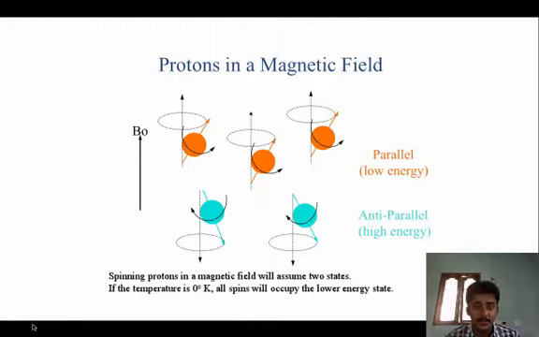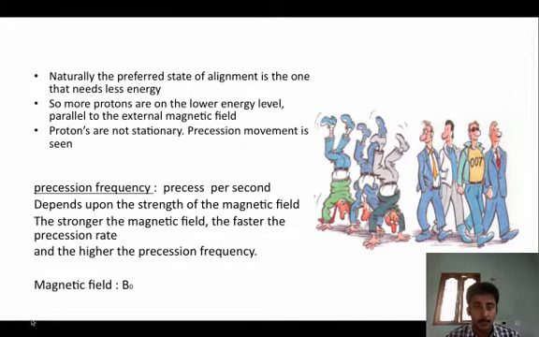Here we can see some protons are aligned in the direction of the magnetic field, and some are aligned anti-parallel, which are of high energy. If we can see, two protons are aligned downwards, which shows they are of high energy, and some protons are aligned upwards, which are of low energy.